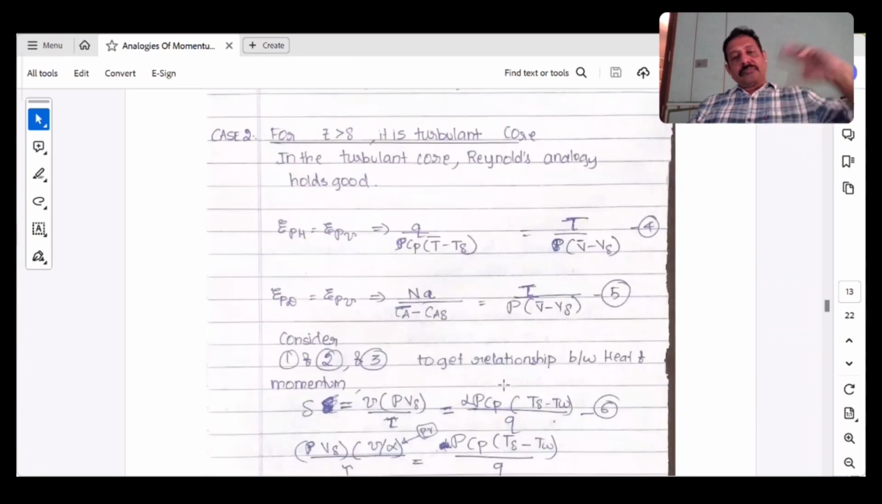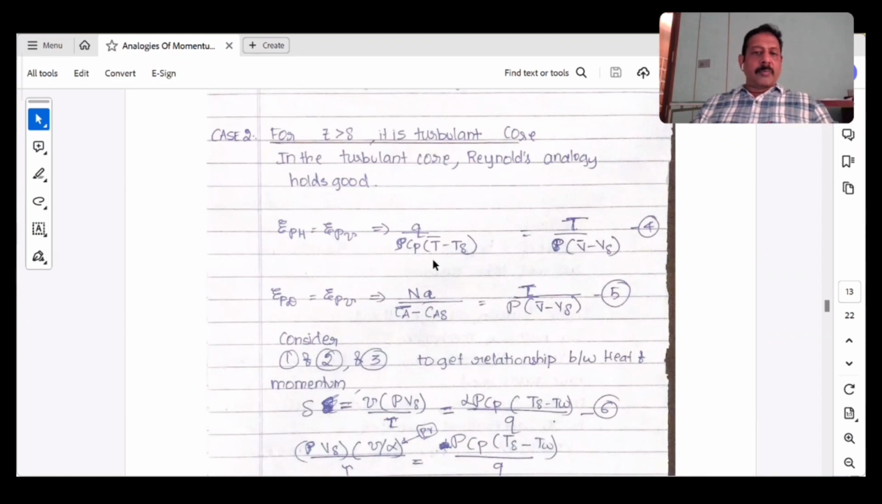Okay, so now for case 2, the turbulent core, it is for z greater than delta. You have a fully turbulent section. We have already derived in terms of the general heat transfer coefficient that eta for heat transfer is equal to eta for momentum transfer: q by rho cp into T bar minus Tw, and the driving force is T bar minus T delta, equal to tau into rho into V bar minus V delta.